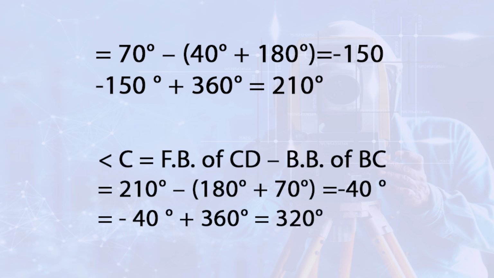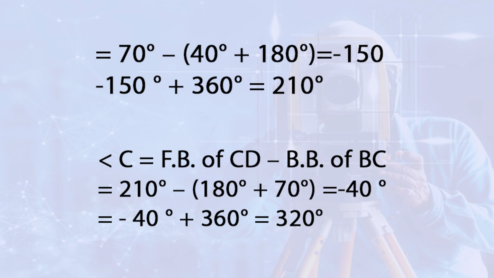Next, included angle C will be calculated as forebearing of CD minus back bearing of BC. Since forebearing of CD is given as 210 degree, and forebearing of BC is given as 70 degree, we can easily calculate back bearing of BC as 70 degree plus 180 degree. So, the equation will be 210 degree minus 180 degree plus 70 degree, which will result in minus 40 degree. So, we will add 360 degree to it. The equation will be minus 40 degree plus 360 degree.